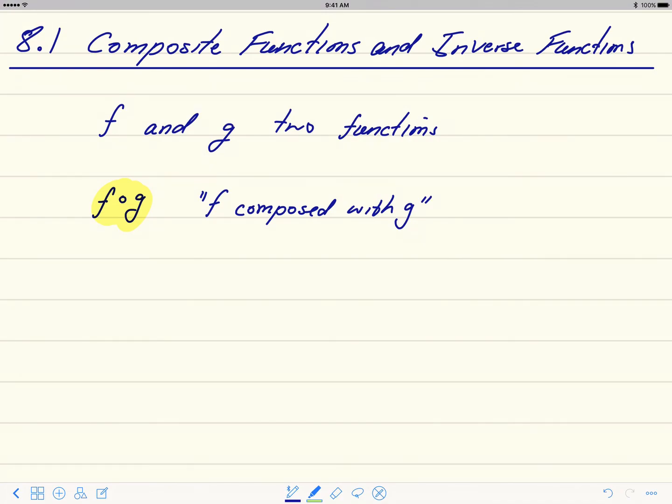And the definition of that is, for f circle g, in parentheses x, is defined by, so that's the function here on the left, f circle g of x. The way we evaluate this is we do f of g of x. And we work this out from the inside out.